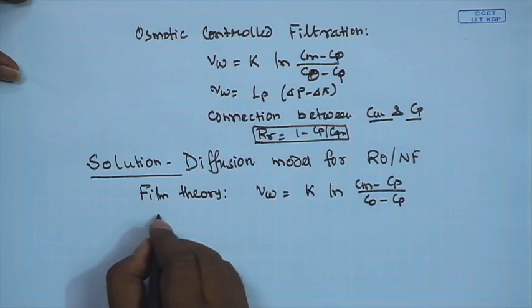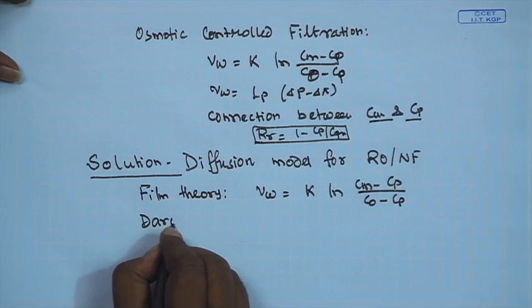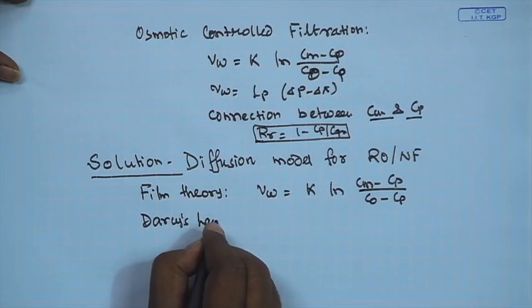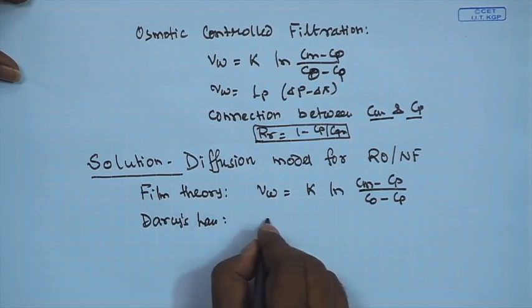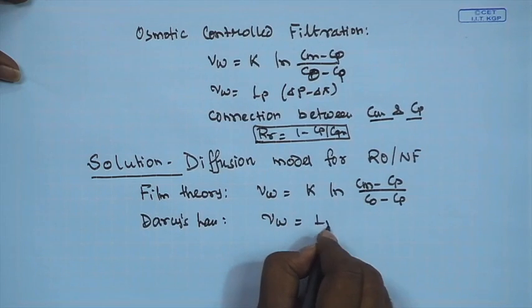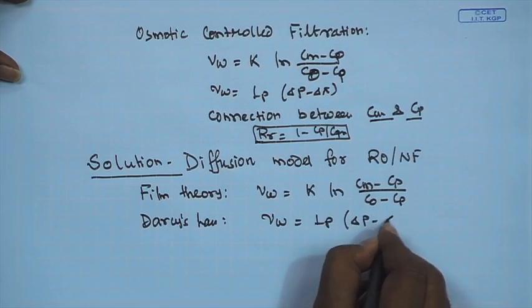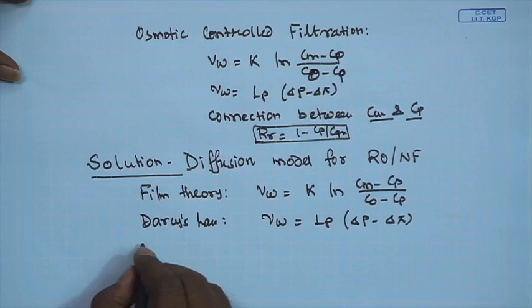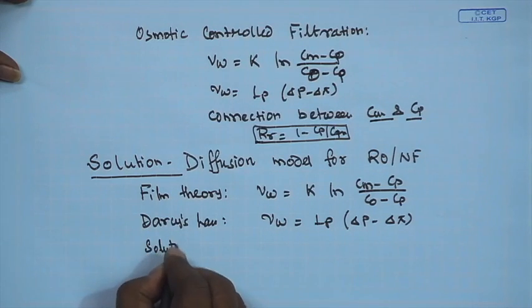The other one is Darcy's law, which is nothing but the solvent flux through the membrane, Vw is equal to Lp times del p minus del pi, and the third one is the solute flux through the membrane, that is the solution diffusion model.